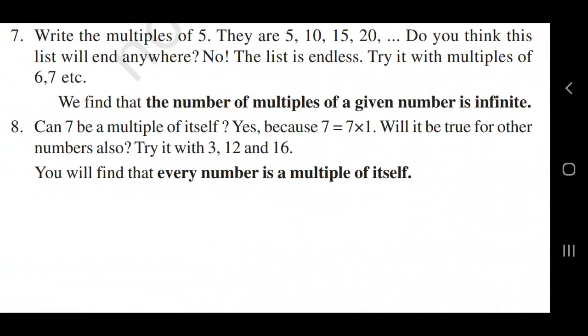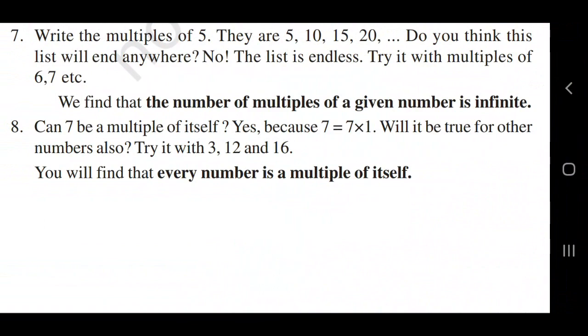Next property, the number of multiples of a given number is infinite. Just think about the multiples. Can you count all the multiples? No, it is infinite. We cannot count. For a number, there will be an infinite number of multiples.